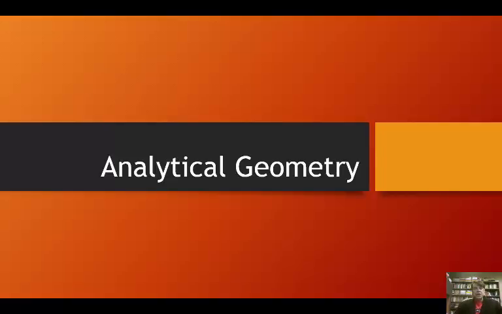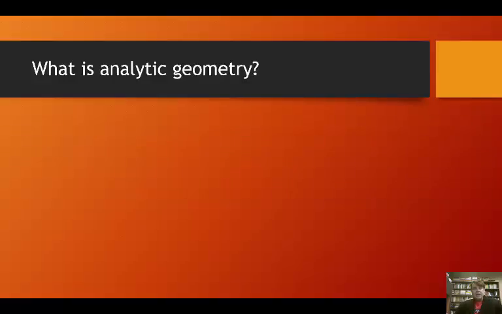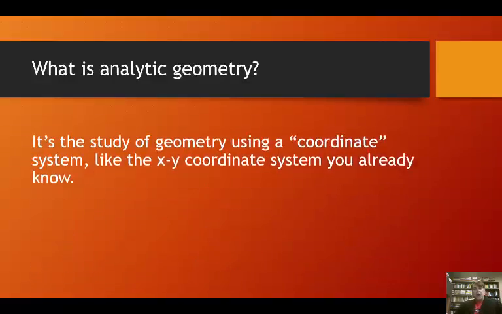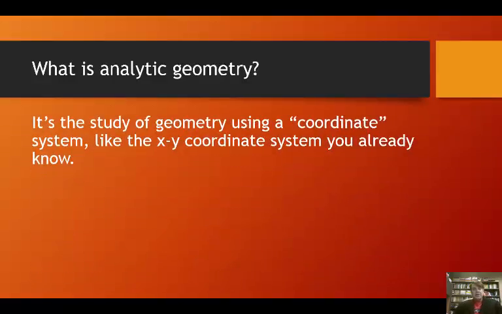What is analytical geometry? Analytic geometry is the study of geometry using a coordinate system. A coordinate system? What's a coordinate system? Well, the coordinate system is the x, y.